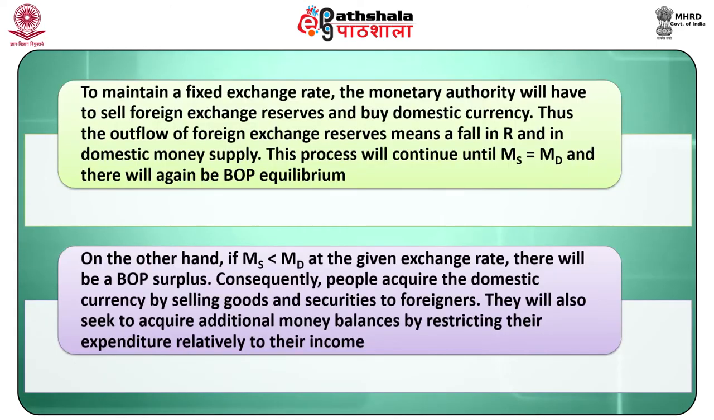To maintain a fixed exchange rate, the monetary authority will have to sell foreign exchange reserves and buy domestic currency. Thus, the outflow of foreign exchange reserves means a fall in capital R and in domestic money supply. This process will continue until MS equals MD and there will again be BOP equilibrium.